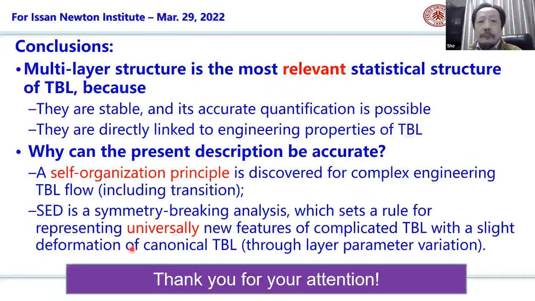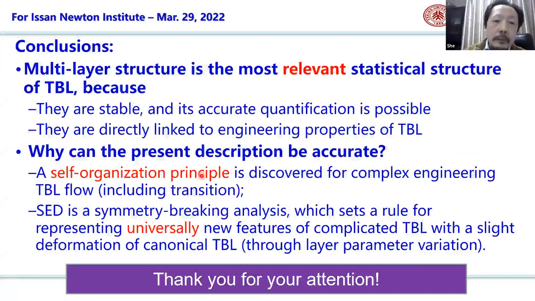Okay, the conclusion. I want to make 2 points. First, the multi-layer structure is the most relevant statistical structure of TBL because it is stable and its accurate quantification is possible. Secondly, it is directly linked to engineering properties of TBL. So the engineers must know the multi-layer structure accurately in order to make very accurate predictions.